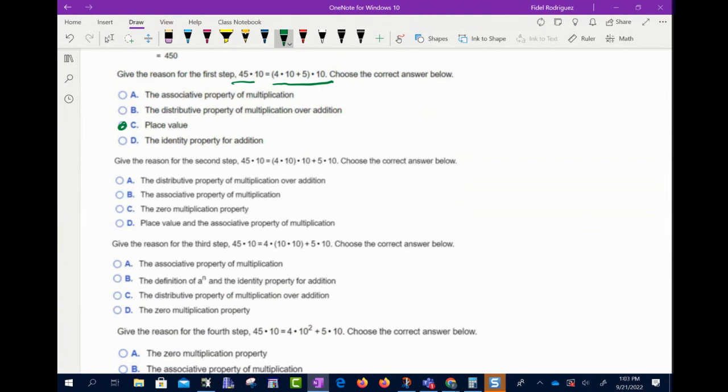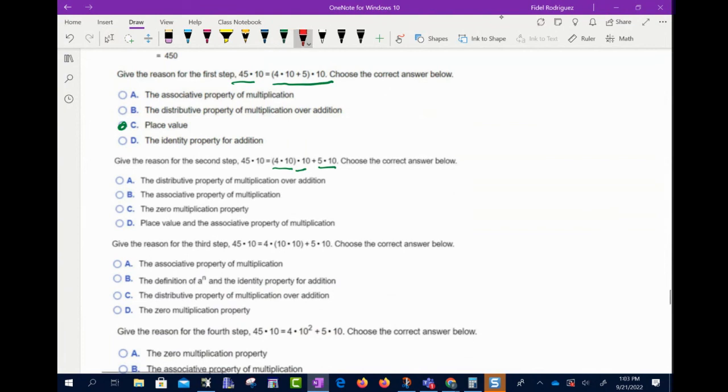So that's what that part is really telling me right there. Okay, now I'm going to look at the second part. It says, the second step, 4 times 10 times 10 plus 5 times 10. Okay, so I want to see what did we kind of do here.